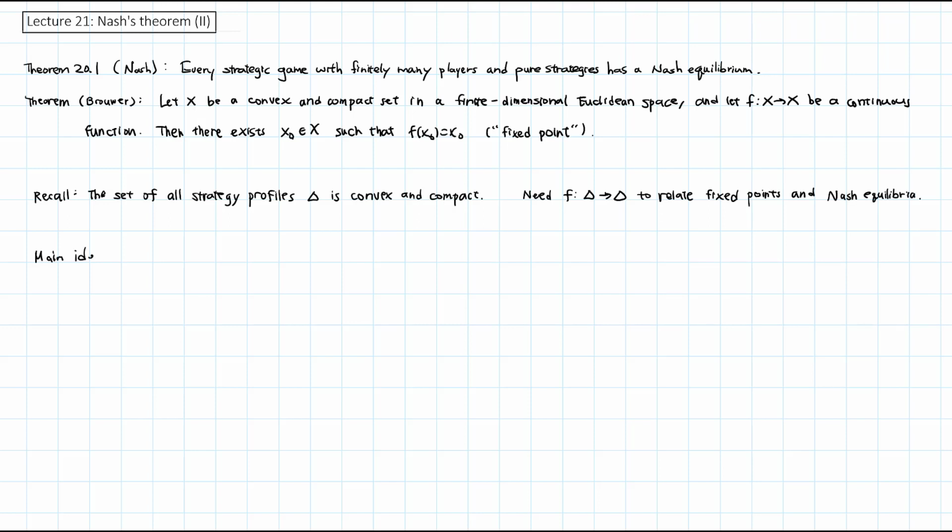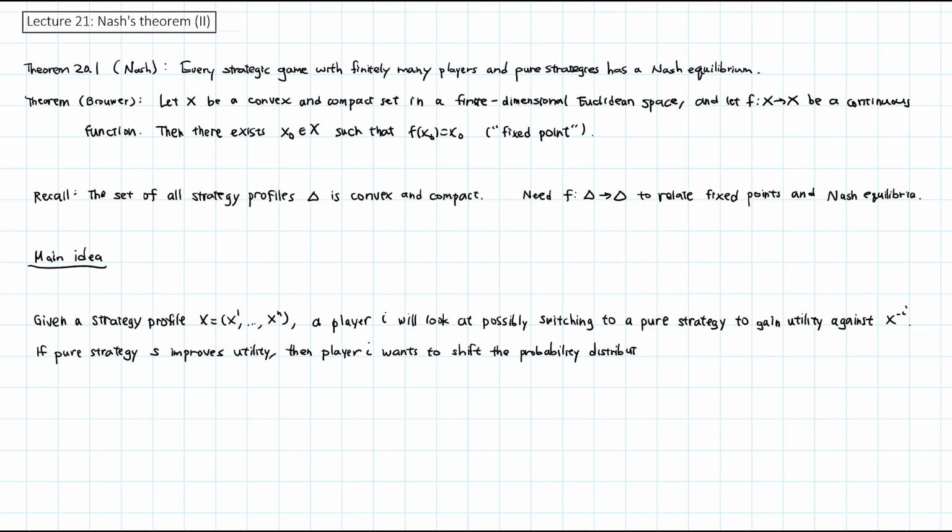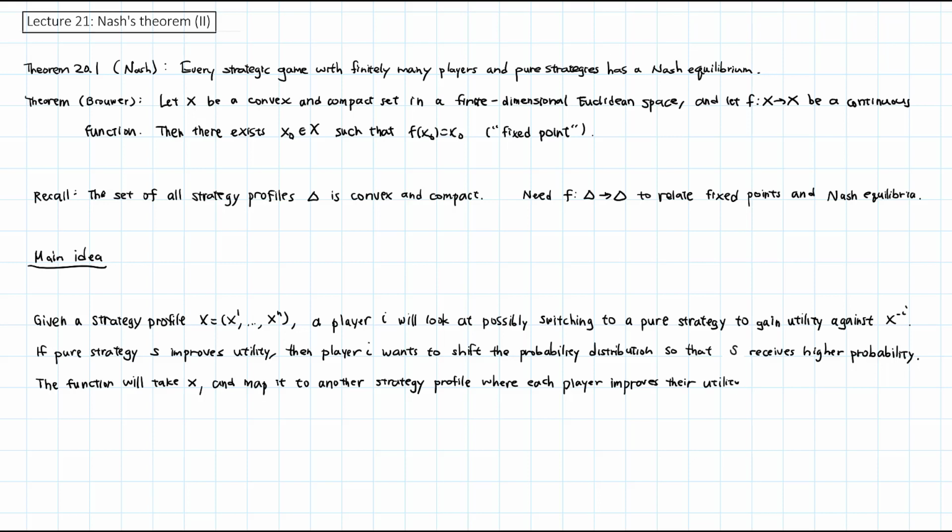Here is the main idea of how we can define f. Given the strategy profile x, which is x1 to xn, a player i will look at possibly switching to a pure strategy to gain utility against x minus i. If a pure strategy s improves this utility, then player i wants to shift their probability distribution so that s receives higher probability. So this is what the function is going to do. The function will take our strategy profile x and map it to another strategy profile where each player improves their utility.